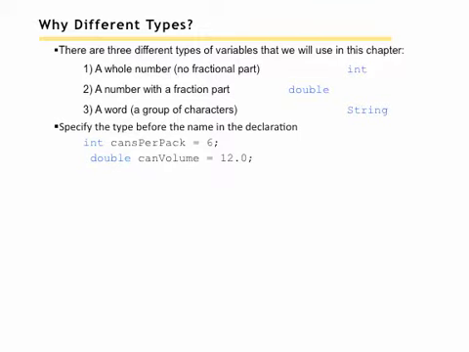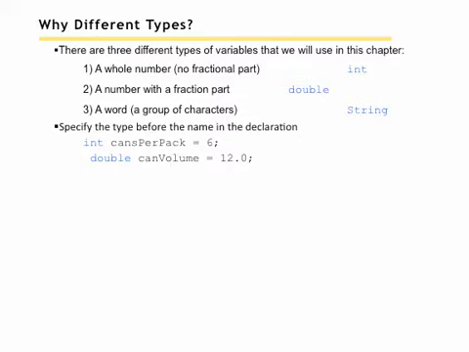There are three different types of variables that we will use in Chapter 2, and one is a whole number. It has no fractional part. That's an int. The second one is a number with a fractional part. We're going to use the double data type. And the third is a group of characters or a word, and that's going to be a string. Notice that string has an uppercase S on it, whereas double and int do not start with an uppercase. That's because double and int are what's called primitive types, and string is a reference type, and we'll talk about that difference shortly.